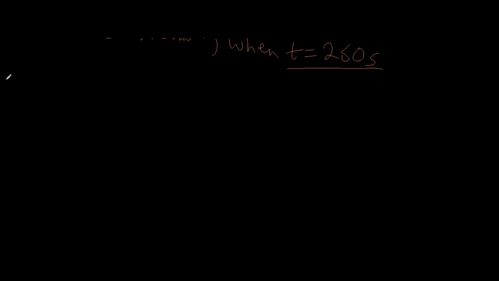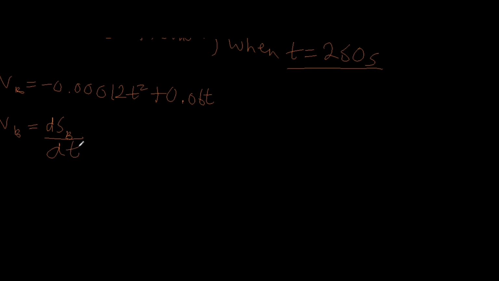Well, I know that the velocity of B is negative 0.00012 t squared plus 0.06 t, and I know that this velocity of B is the rate of change of the displacement of B with respect to time. So the velocity is the rate of change of displacement. What that tells me, therefore, is that the displacement of B is going to be the integral of the velocity of B with respect to time.